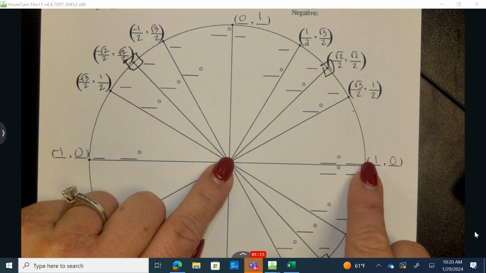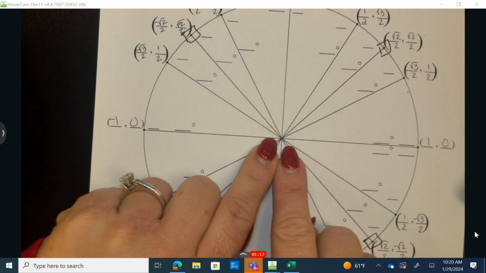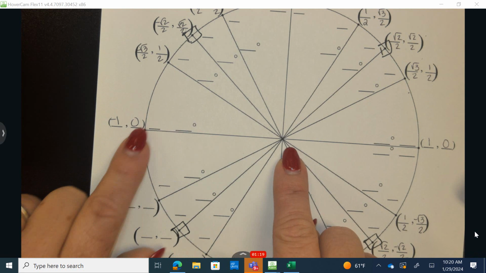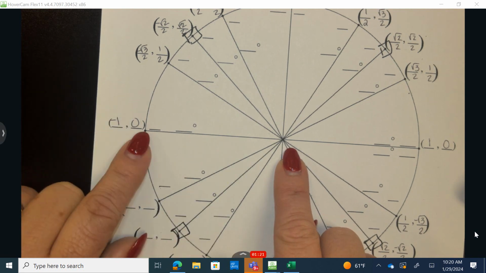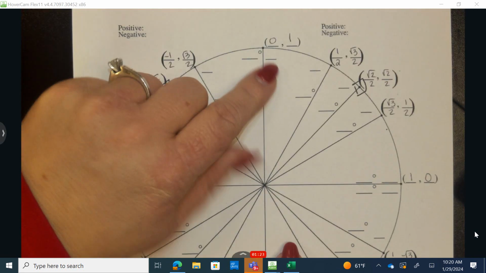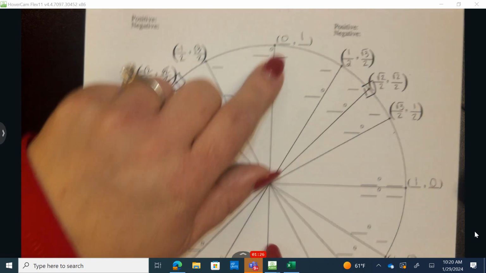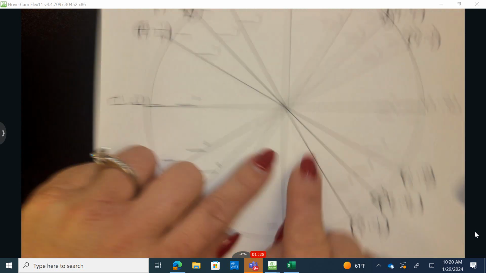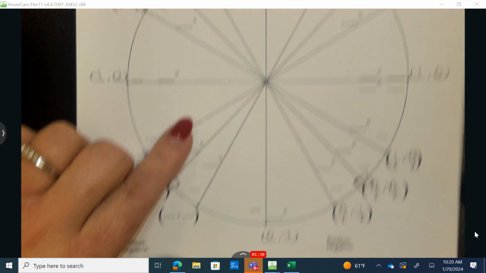From the origin to here is a distance of 1. You're not going up and down. From the origin to over here is a distance of 1. Since we're going to the left, it's a -1. And that's how we achieve 90 degrees and 270 as well. You're not going left to right, just up 1. Not going left to right, just down 1.